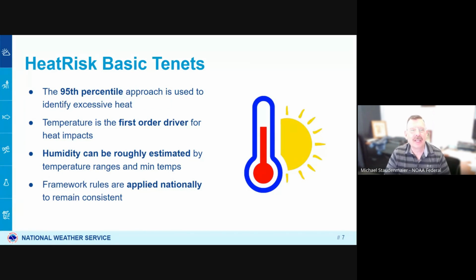Because of the desire to have high-resolution output that was still skillful out to 7 days and beyond, we based the system on temperature, since temperature is the first-order driver for heat impacts, and we have the most station observation data sets available for temperature. While we recognize that other items like wind, humidity, and clouds are important secondary drivers, there were quite a few obstacles in our way to use them directly.